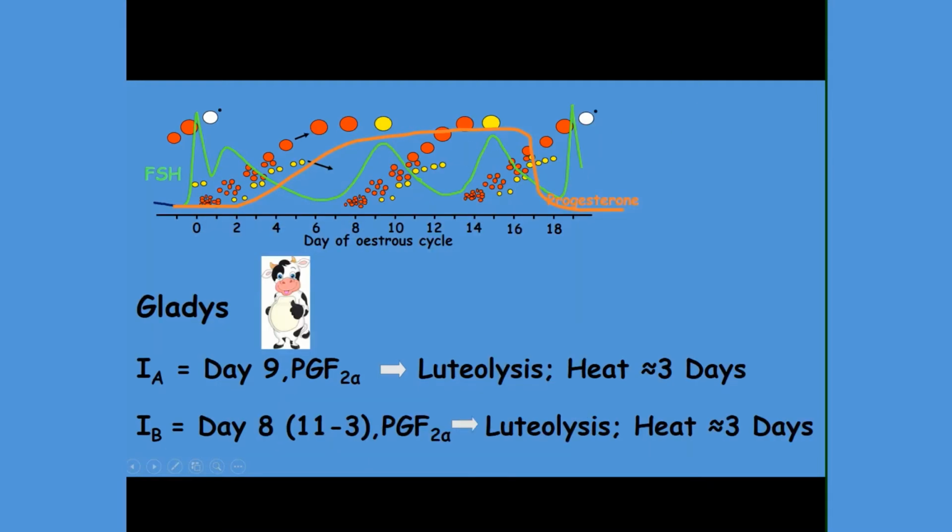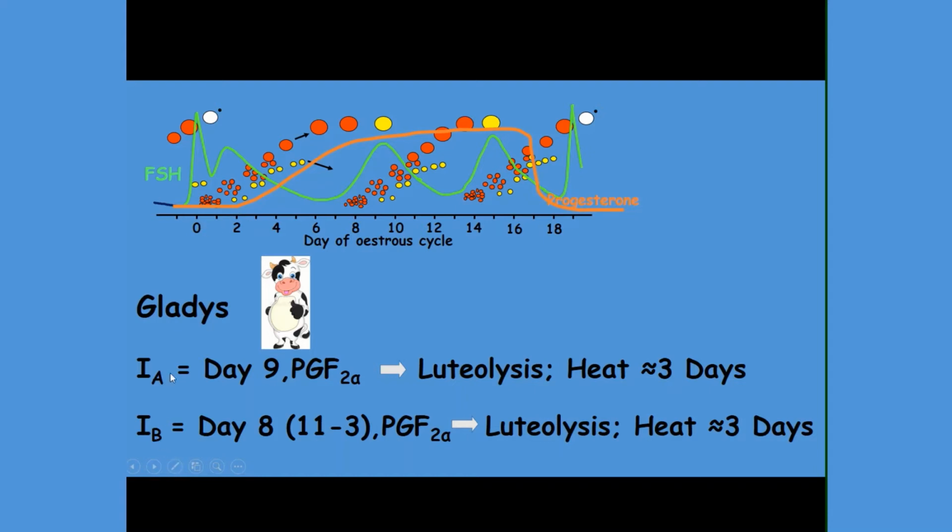Okay. Gladys is on her day 9. When we give prostaglandin, we will have luteolysis. Again, we will get a progesterone drop. We will have the dominant follicle be ovulated. So the heat and the ovulation occur roughly 3 to 4 days later. Because it takes 3 to 4 days for that to happen, that means that we're basically taking 3 days for a new cycle to start.